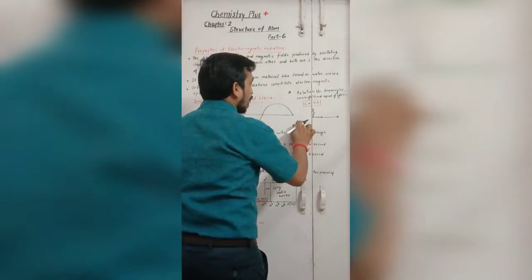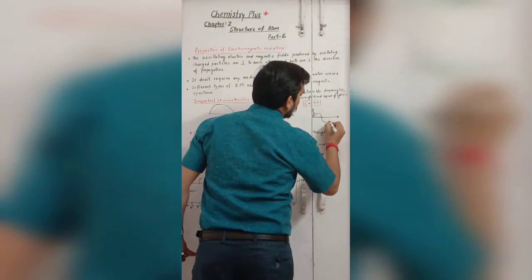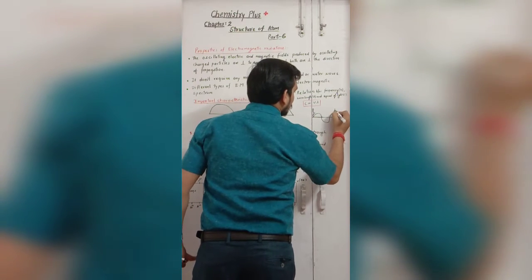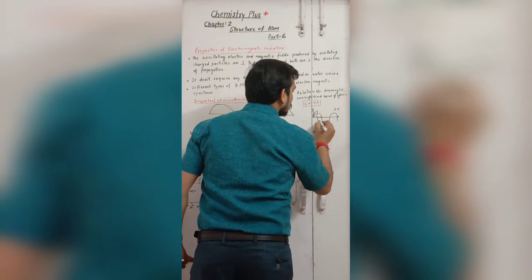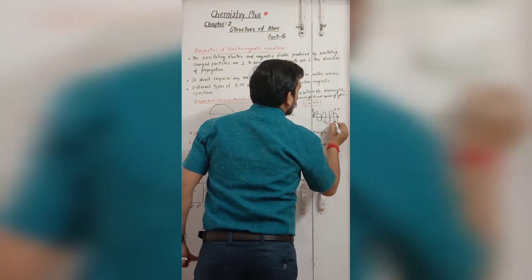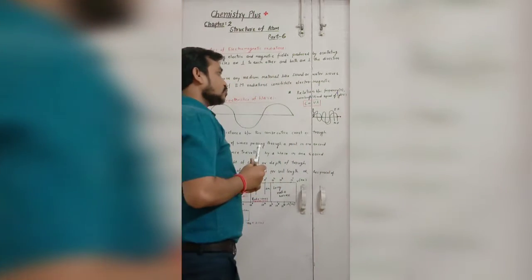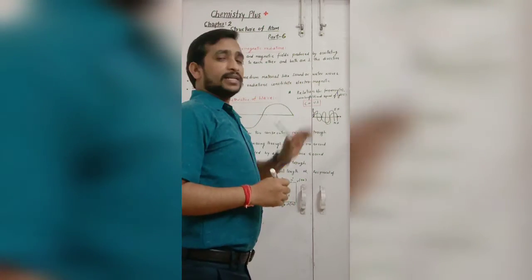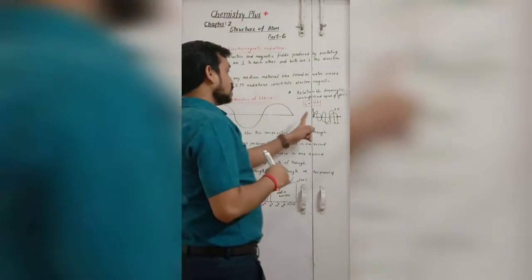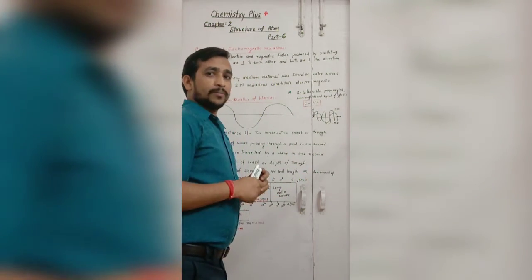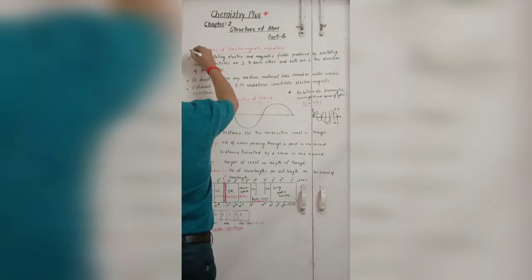In the last video I told you that this is the electric field, perpendicular to which is the magnetic field, and this is the direction of propagation. Whenever a charged particle is moving in a certain direction, it will create electric and magnetic fields. That's why such waves are called electromagnetic waves. So these are the properties of electromagnetic radiations.